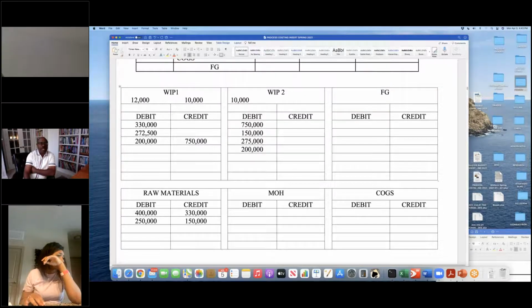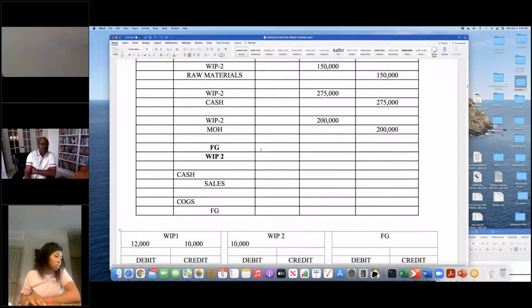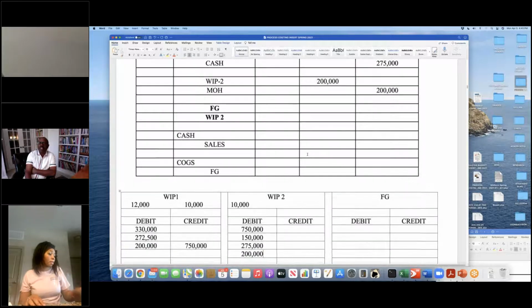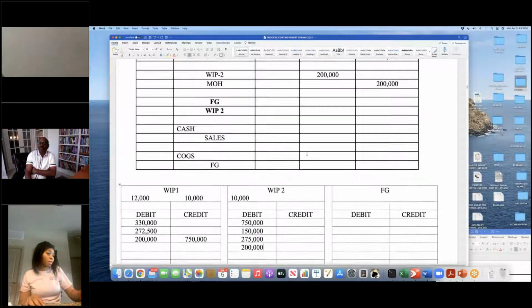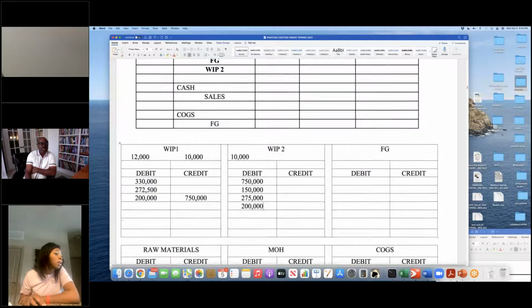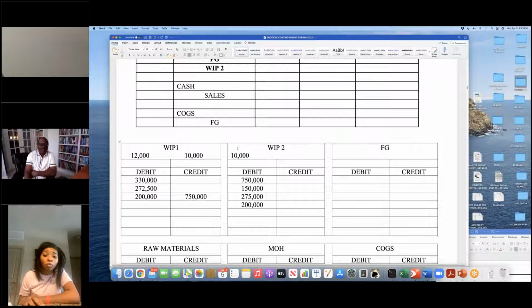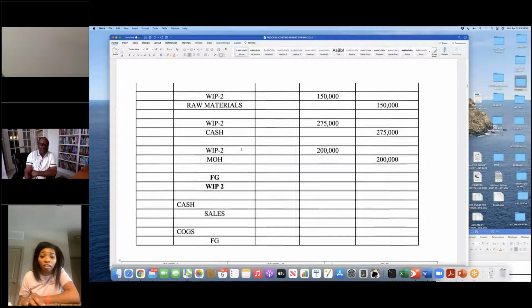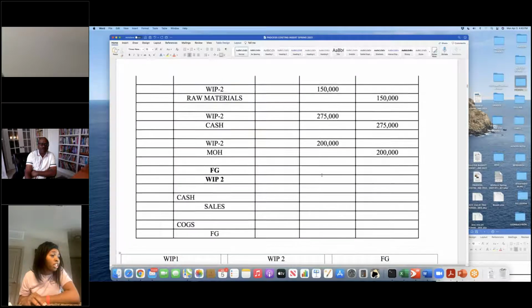Now we're ready to make our big journal entry, the transfer to finished goods. So what are we transferring? It's 10,000, and then what else? Do you want us to do it for both of them, for 1 and 2, or how do you want us to do this since now we have 2 of them?